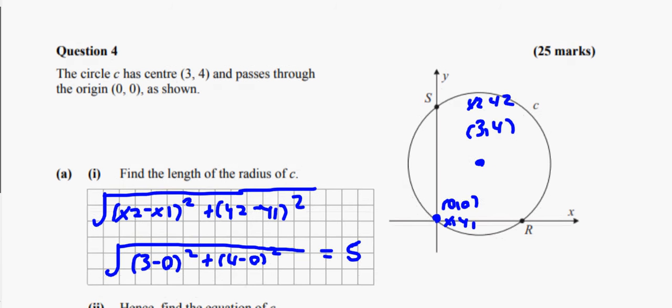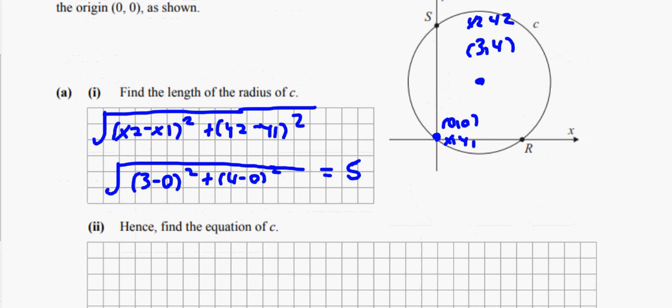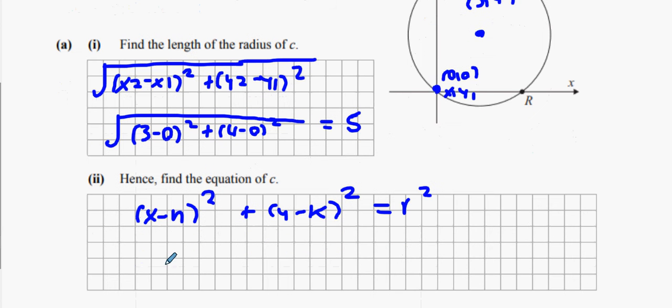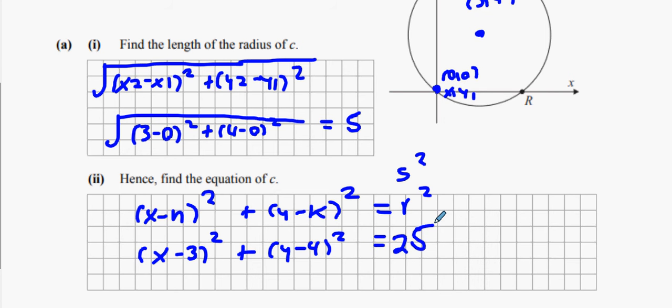Alrighty, next part. Find the equation. Well, we all knew from earlier that it's this formula here. Therefore, I'll say that it's x minus 3 squared plus y minus 4 squared equals radius squared, which is 5 squared, which is 25. There you go.